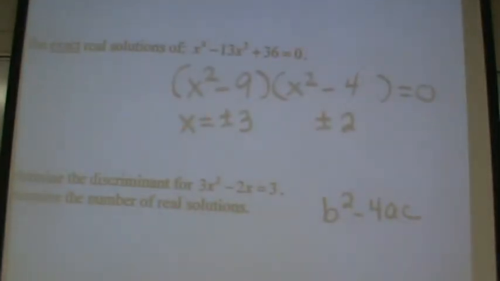Number 6 is on your test, for sure. X to the 4th, as soon as you see x to the 4th, split it up into x squared, x squared. What times what is 36 but adds to be negative 13, negative 9, and negative 4? Then take each of those little mini parentheses and set them equal to 0. You guys can do this, plus or minus 3 and plus or minus 2.